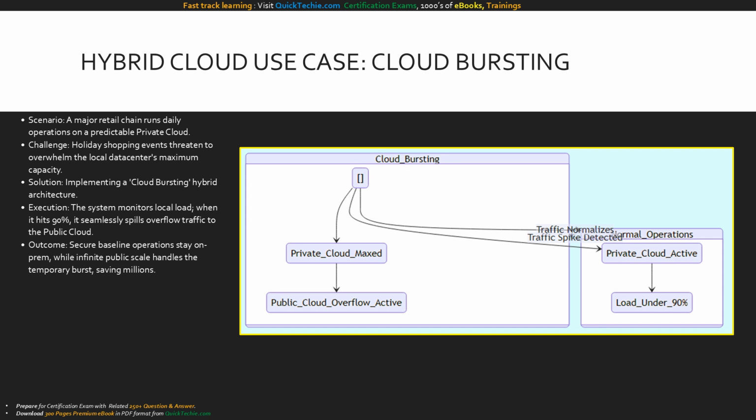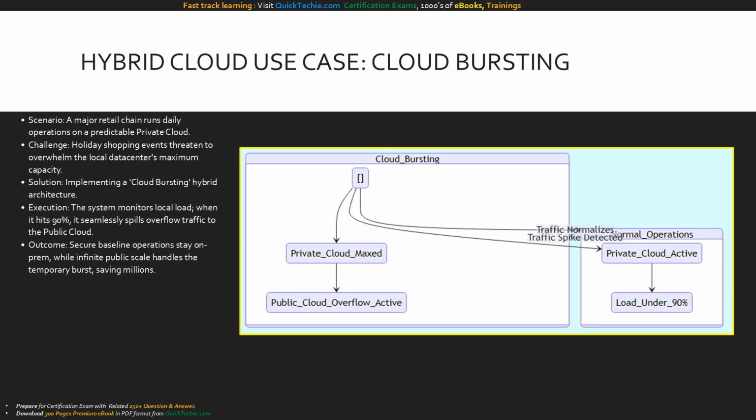Execution works like this: intelligent load balancers continuously monitor the local private cloud. When capacity hits a danger zone, say 90%, the system automatically spins up identical web servers in the connected public cloud and seamlessly routes the overflow traffic there. The outcome is beautiful. Highly secure, baseline operations stay on premises, but you leverage the infinite scale of the public cloud precisely when you need it, avoiding outages and saving millions in capital expenditure.